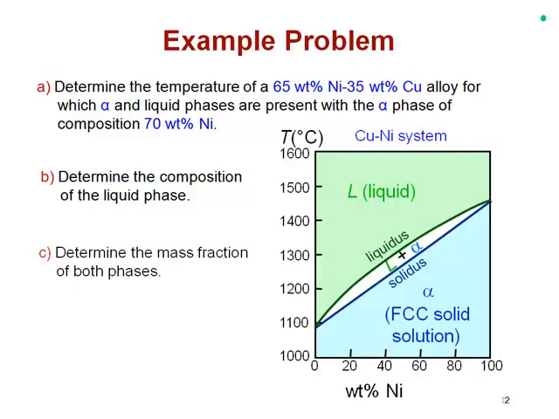Now, how are we going to do this problem? Determine the temperature of a 65 weight percent nickel, 35 weight percent copper alloy at which, look, composition is given. 65 weight percent nickel, you don't need to say the rest, because what is left is the other element. There are only two elements in it. 65 weight percent nickel means what is left is copper. Alloy for which alpha, which is the solid phase, and liquid phases are present with the alpha phase of composition 78% nickel.